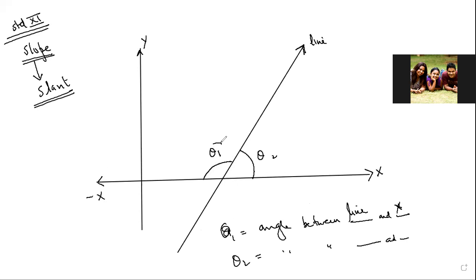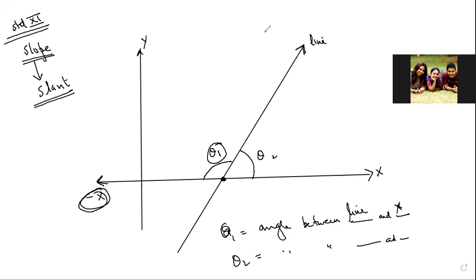Theta 1 is the angle between what and what? Line and negative x-axis. Yes, sir. This is the origin. This is the vertex. Theta 2 is the angle between the line and the x-axis.